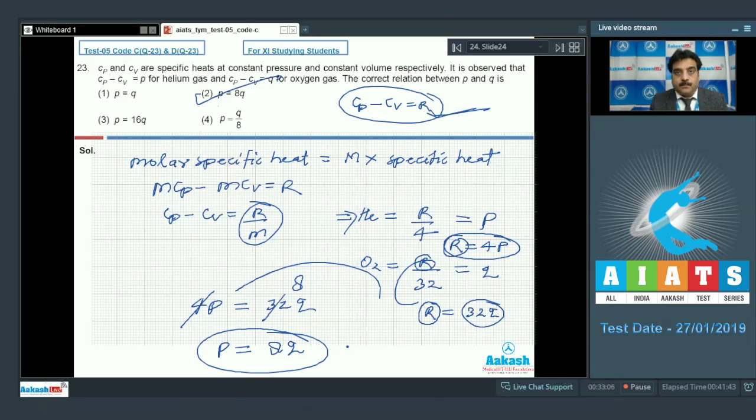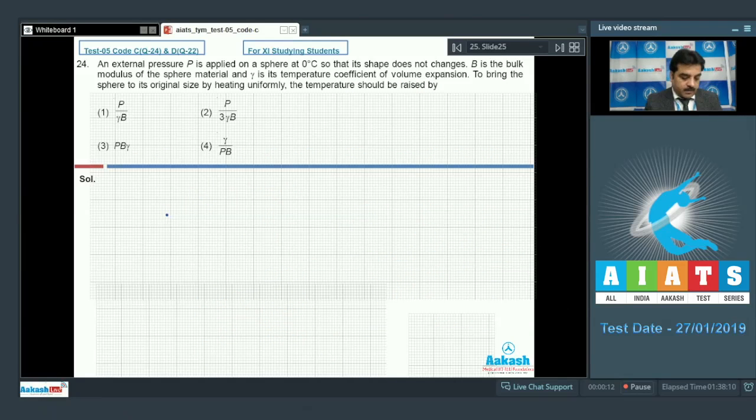So let's move on to question number 24. In question number 24, an external pressure P is applied on a sphere at 0 degree centigrade so that its shape does not change. B is the bulk modulus of the sphere material and gamma is its coefficient of volume expansion. To bring the sphere to its original size by heating uniformly, the temperature should be raised by.